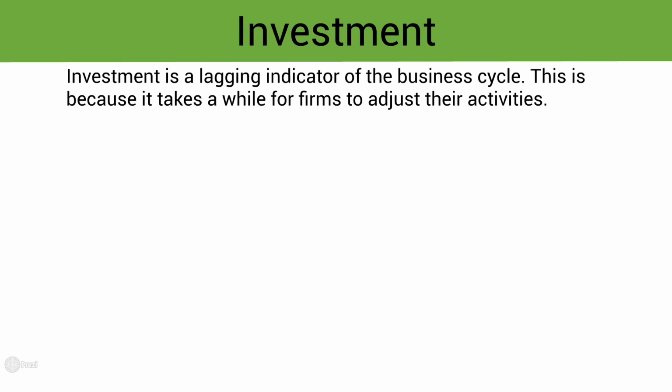Investment is also a lagging indicator of the business cycle. Being a lagging indicator means that the business cycle changes first and then the investment level changes. The business cycle moves first and then investment levels move later. This is because it takes a while for firms to adjust their activities.